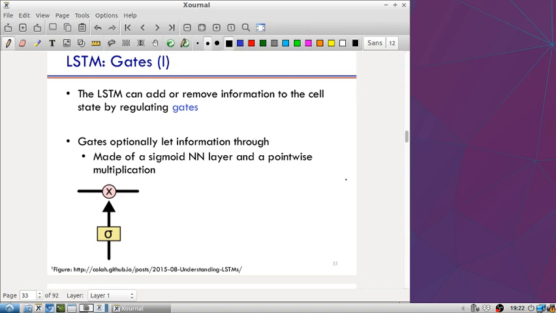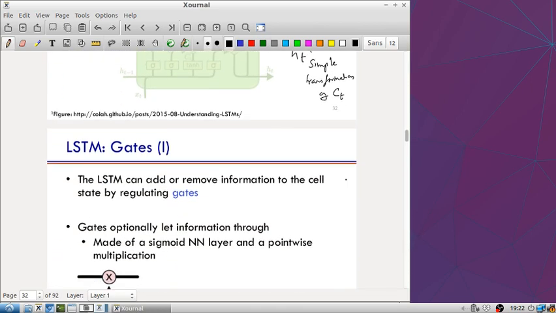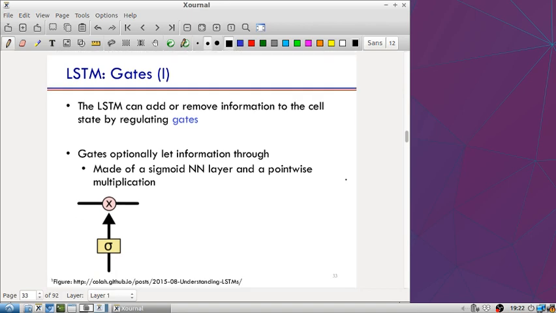Okay, there's this notion of gates. There's a CT vector that we need to play with. The LSTM cell can add or remove information. This is just an interpretation that CT is a vector. We can somehow change the coordinates. There are a bunch of numbers stored there. We can add or remove information, as in change the numbers in these coordinates, by regulating what are called gates. Again, this is nomenclature.